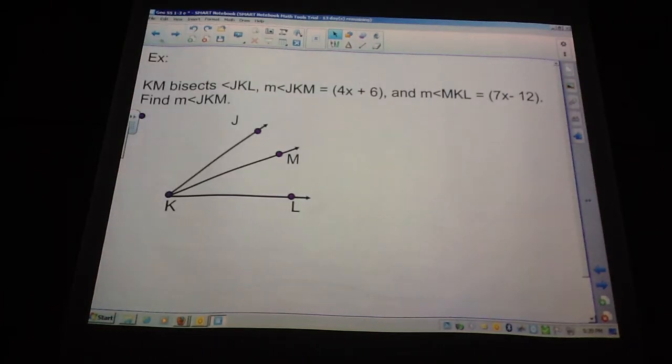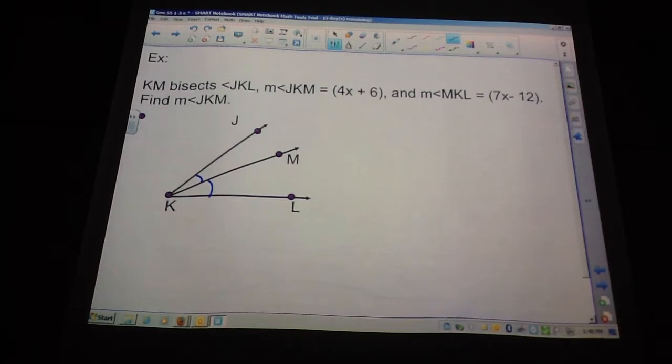Alright, I'm going to jump ahead. It just walks you step by step through that in the Smart Notebook lesson. So I'm going to jump ahead to the example that uses the angle bisector. It says that KM bisects angle JKL. So I'm going to go ahead and mark on my diagram that this angle is congruent with this angle. If that bisects it, that's what that tells me.